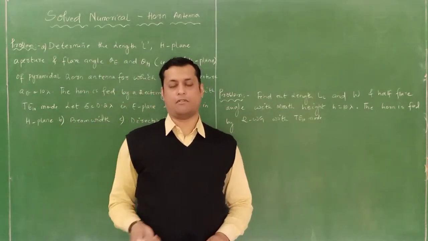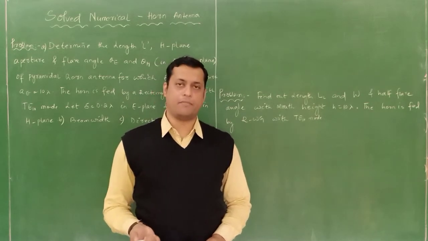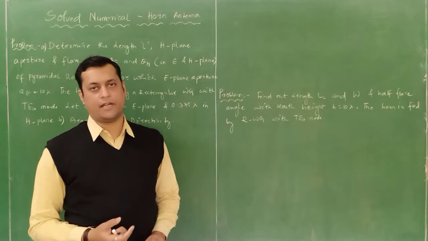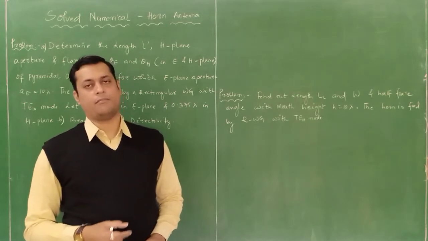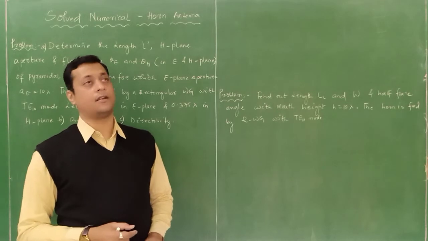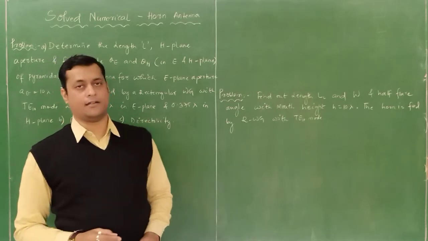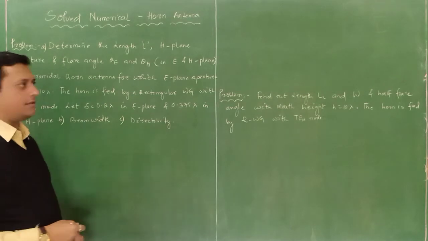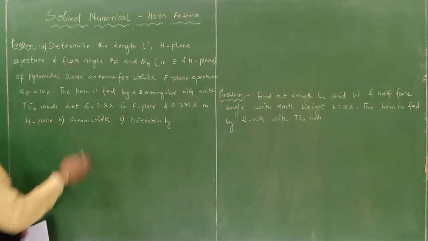What is theta E, what is theta H, what is the half power beam width, what is the full null beam width for each and every antenna we have identified. Now based on those particular relations, we are going to solve a few numericals on this horn antenna. Here I have written two numericals, so the first one I am going to discuss.